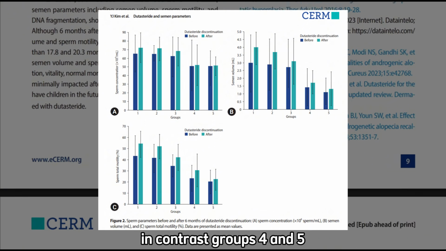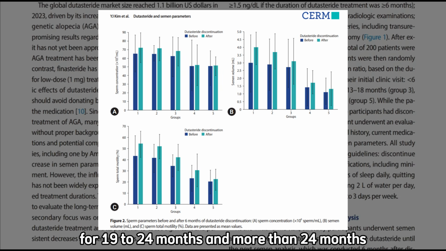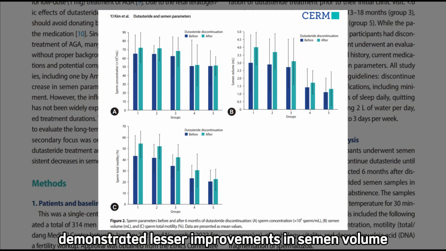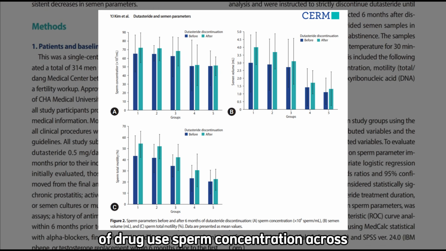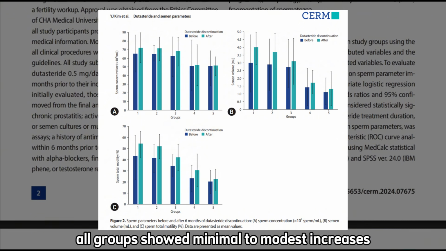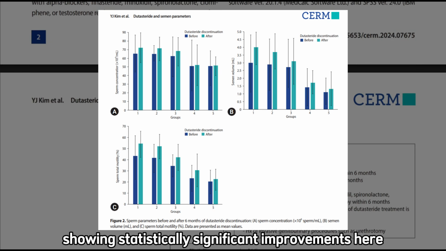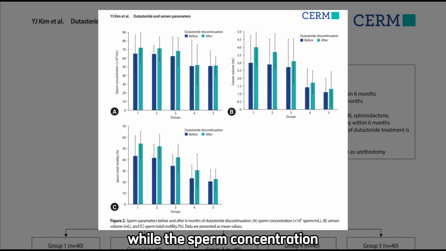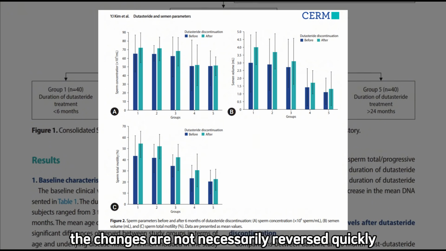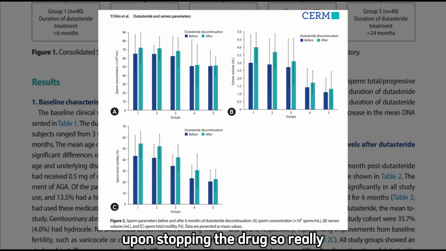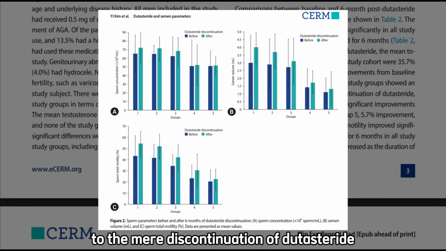In contrast, Groups 4 and 5, which included men who used dutasteride for 19 to 24 months and more than 24 months respectively, demonstrated lesser improvements in semen volume, indicating potentially lasting effects from a longer duration of drug use. Sperm concentration across all groups showed minimal to modest increases after discontinuation, with no group showing statistically significant improvements. Here, I would say that this suggests that while the sperm concentration may not be drastically affected by dutasteride use, the changes are not necessarily reversed quickly upon stopping the drug. So really, the improvements observed were not statistically significant enough to tie it to the mere discontinuation of dutasteride.